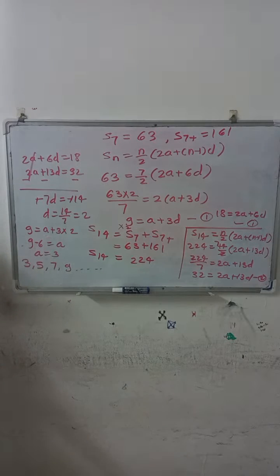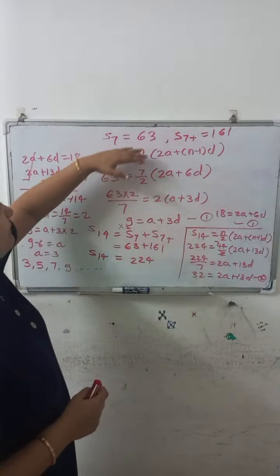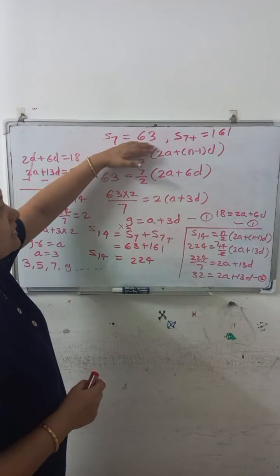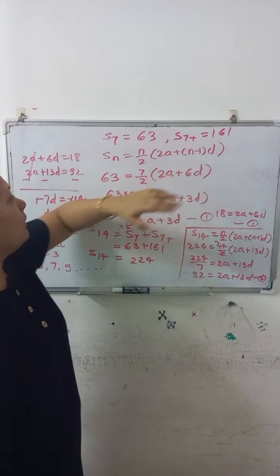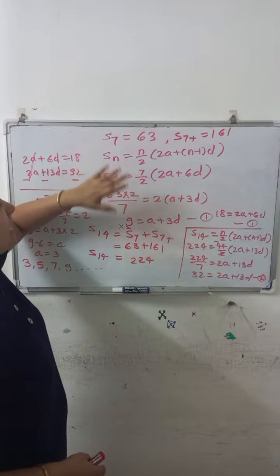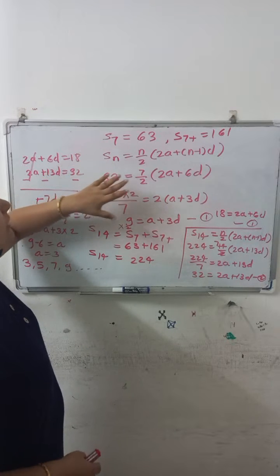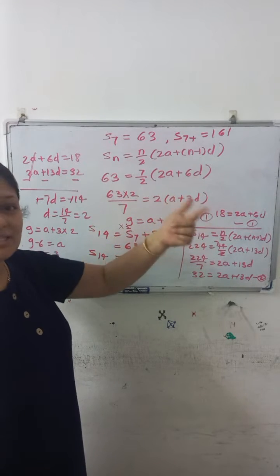This is a 3-mark question. Think it properly and solve. Here 7 terms are given. The sum of the first 7 terms is given as 63. The next 7 terms sum is given as 161. Then calculate from this information. Obtain the equation for S7, and then obtain the equation for the sum of 14 terms.